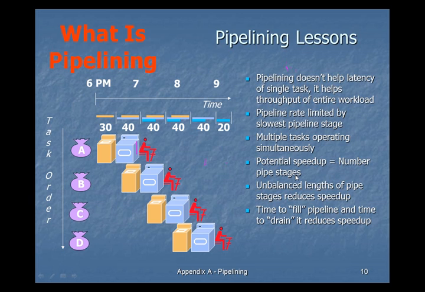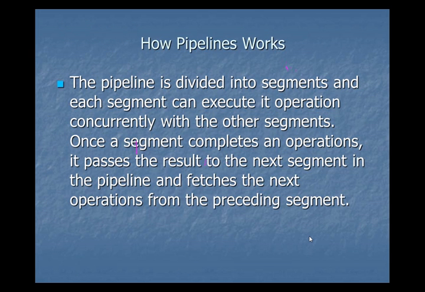That is, it depends on the number of pipe stages used in pipelining. Next, the unbalanced length of the pipe stages reduces speedup. Then the time to fill the pipeline and the time to drain it reduces speedup.